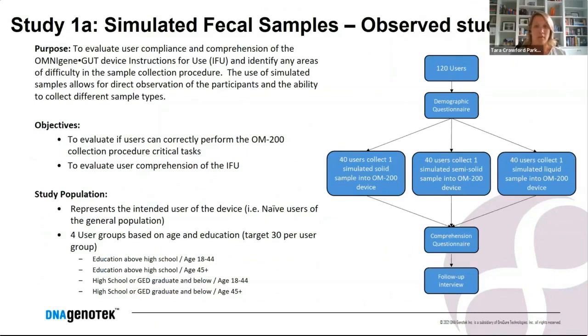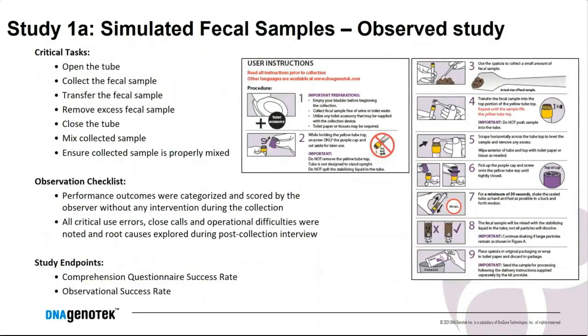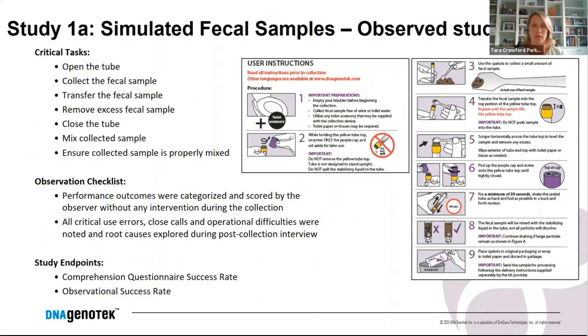An observation checklist was provided to the observer and was based on the critical tasks of the IFU. An image of the IFU provided with the device is shown on the right-hand side of the slide here, with the identified critical tasks for our study as the following. Open the tube correctly, collect the fecal sample, transfer the fecal sample, remove the excess fecal sample from the tube, close the tube, mix the collected sample, and ensure the collected sample is properly mixed.